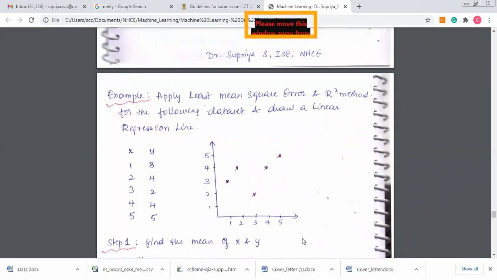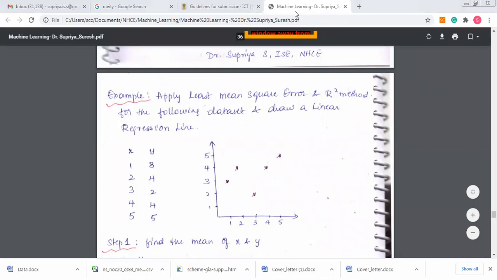What is the initial first step that we perform? Find the mean of X and Y. What is the mean of X and mean of Y? Add all the values of X divided by the total number of values. Add all the values of Y divided by the total number of values of Y. So it is 1 plus 2 plus 3 plus 4 plus 5 divided by 5, and 3 plus 4 plus 2 plus 4 plus 5 divided by 5. So you will get the mean of X and mean of Y.